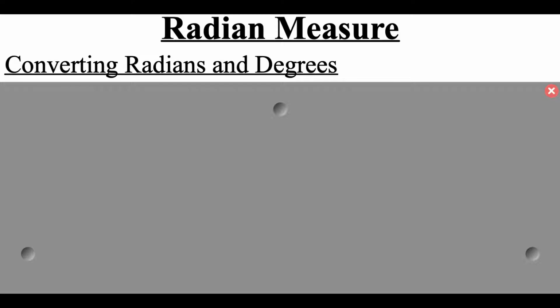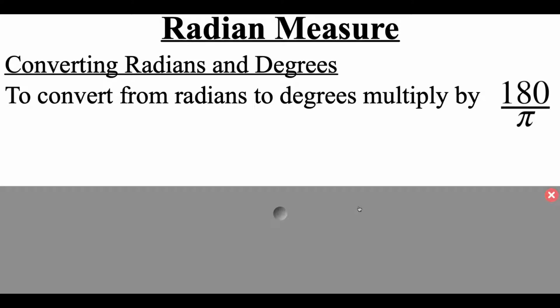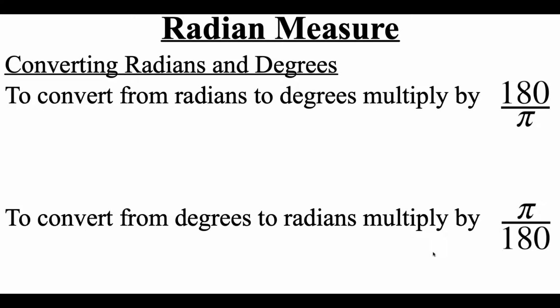And there's a direct correlation between a radian measure and a degree measure. So if we want to convert an angle from radians into degrees, then we're going to multiply by 180 degrees over pi. But if we want to go the opposite direction and go from degrees into radians, we're going to take whatever our degree measure is and multiply by pi over 180 degrees.